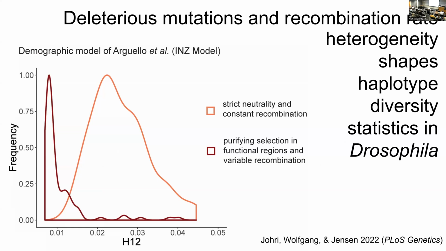And then we also found that if you account for deleterious mutations and recombination rates across the genome, you get pretty different statistics of haplotype diversity. I'm not sure how many of you are familiar with H12. These are haplotype diversity statistics that are used to infer selective sweeps in the population. And this is showing you that your null distribution would be quite different in these 2 cases, where you assume complete neutrality and where you assume that there are deleterious mutations and recombination rate variation.